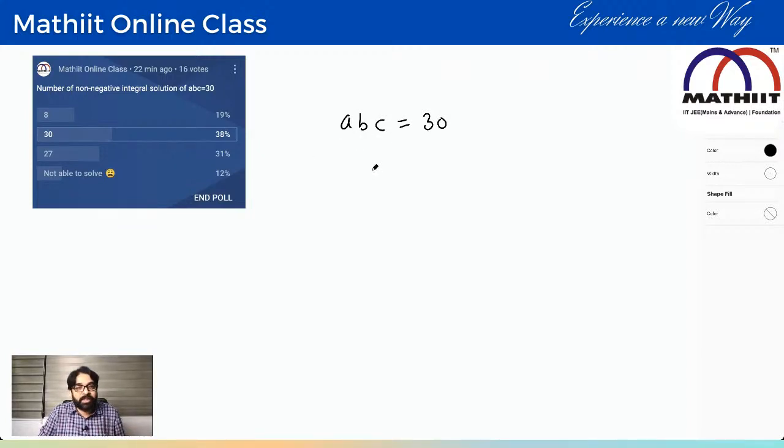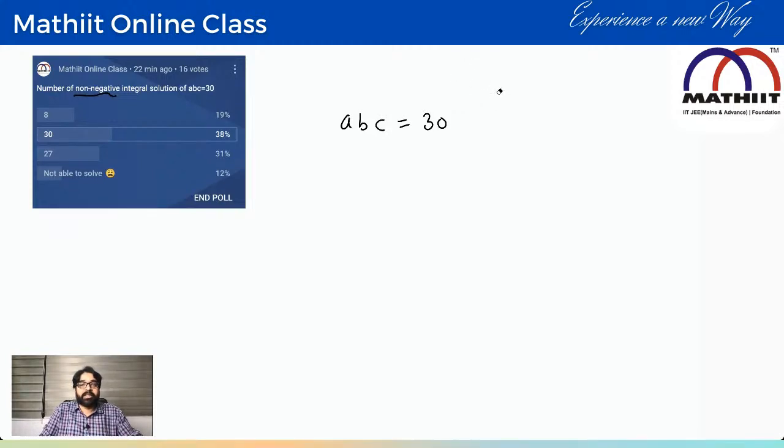A into B into C, anyone cannot be 0, because otherwise the product will become 0. It simply mentions non-negative, but we have to find the positive integral solution. I mentioned non-negative so that negative integral solutions should not be counted, because negative is also a possibility. A equal to -1, B equal to -2, C equal to 50 is also possible, but I will not consider this case because it's mentioned non-negative integral solution.